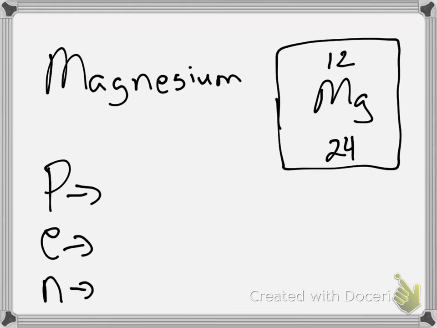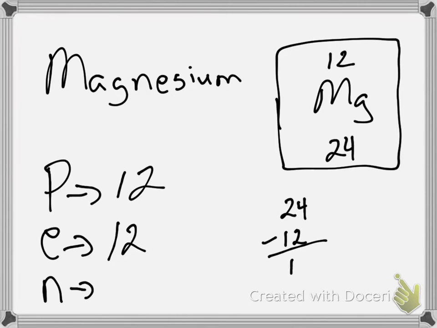Let's start with magnesium first of all. Magnesium, as you look at it, you already know it has 12 protons because of the atomic number, and it also has 12 electrons. Because this is a normal atom, the protons and the electrons are going to match each other. And then when I figure out the number of neutrons, I'm going to take the atomic mass minus the atomic number and give me 12 neutrons there.